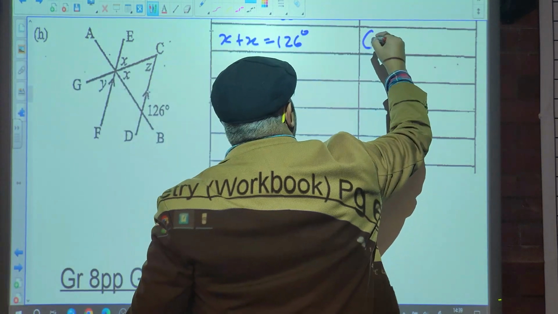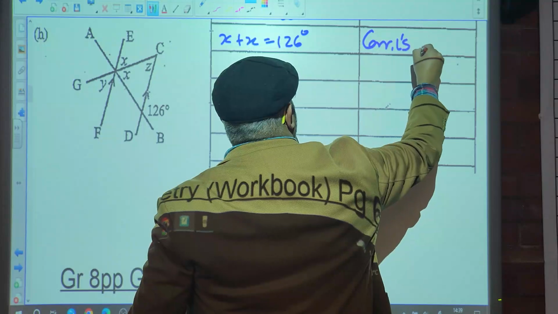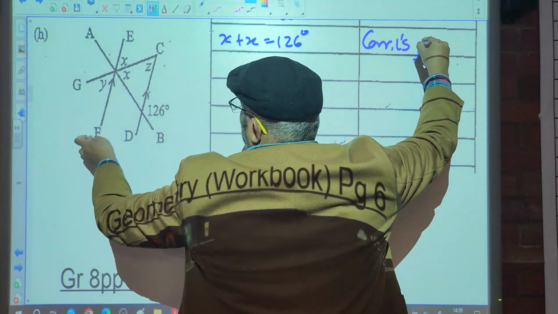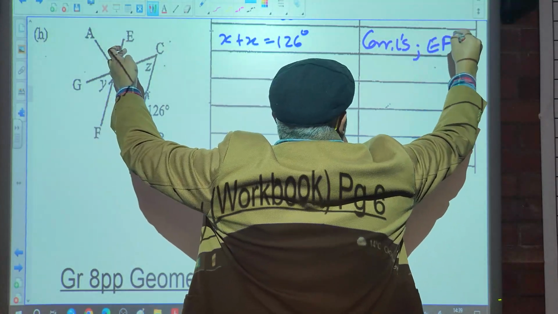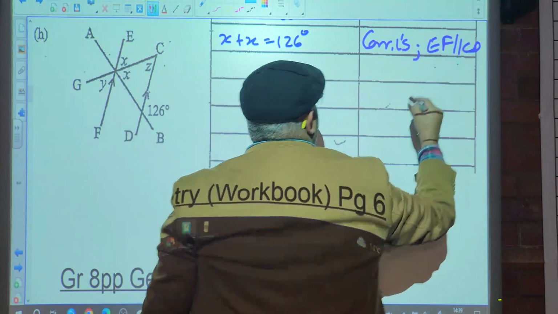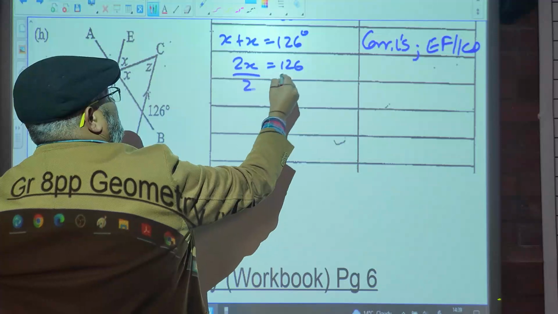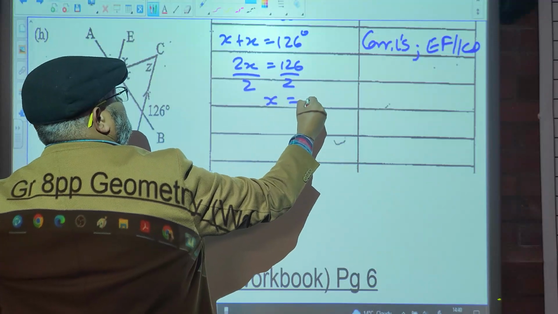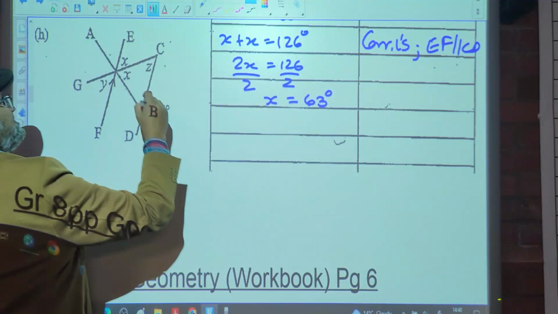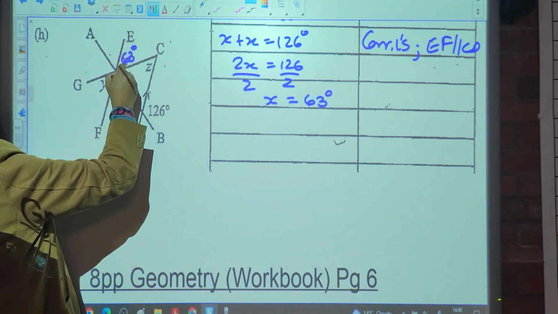Why? Corresponding angles with EF parallel to CD. It's going to give you 2x is equal to 126. Divided by 2, so x is equal to 63 degrees. So that's 63 and that's a 63.